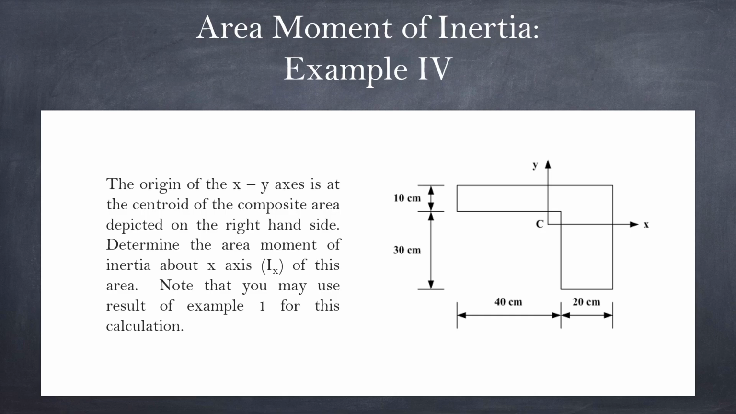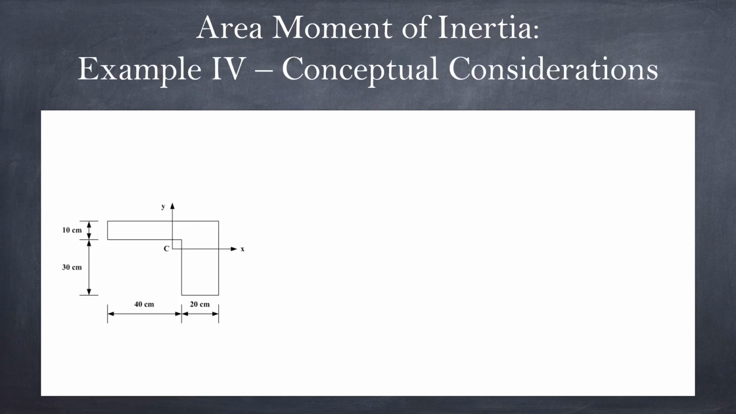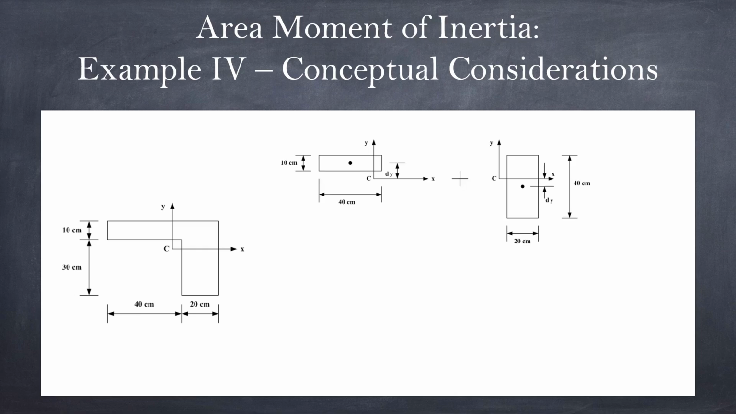However, before we go there, there are two types of areas we can look at. So let's talk about the conceptual idea first. From this L shape, we can basically separate it into two smaller rectangles. These are what we call composite: these two rectangles combined become the shape we want. So we can separate it into two composite areas.